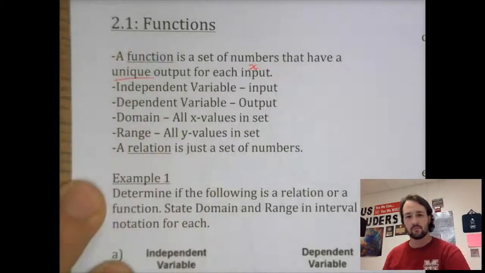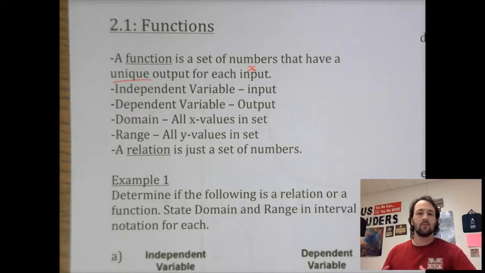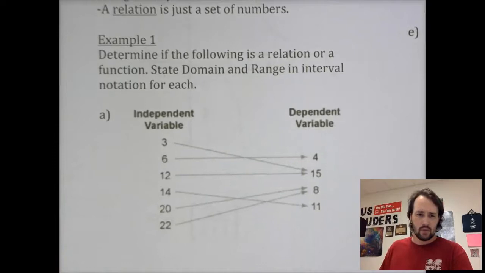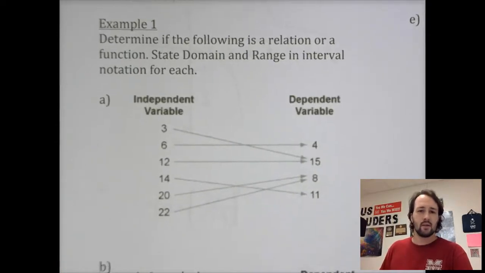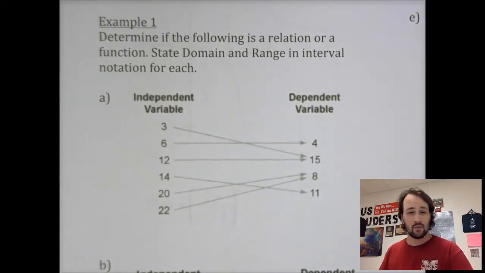A relation is just a set of numbers. So a relation is really anything. They can relate anything. We can have multiple x values, multiple y values that are all the same. It really doesn't matter. They can all be different. So I'll show you different ways you'll see things. For this first part, we're going to be determining if the following is a relation or a function. Then we'll state the domain and range in interval notation for each. I'll show you what interval notation is as well. It's pretty simple.